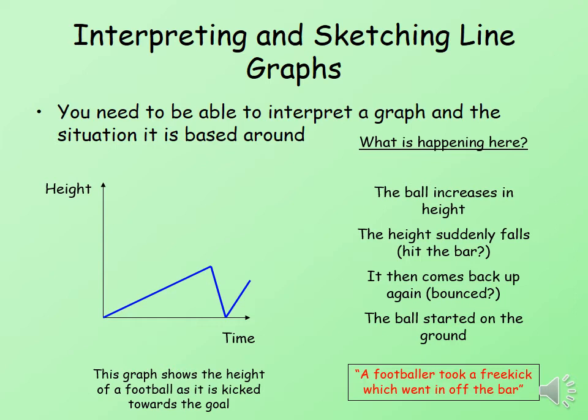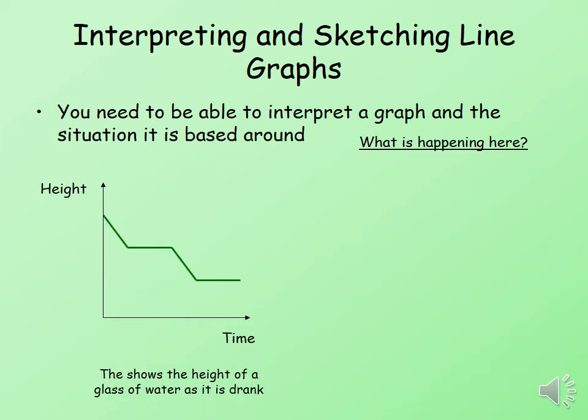Okay, so here's another diagram for you. You must look at the situation, and the situation is the height of a glass of water as it is drunk, but it says drank there, as it is drank. Okay, so describe what is happening and then come up with a final comment. 5 seconds.